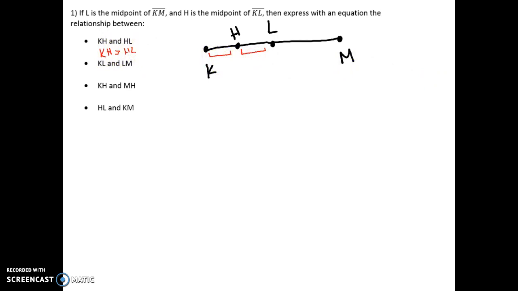Then it says KL, so K to L and L to M. Like I said, L is the midpoint, so it's cutting this in half. Again, same distances from each other, so we would say KL is equal to LM.